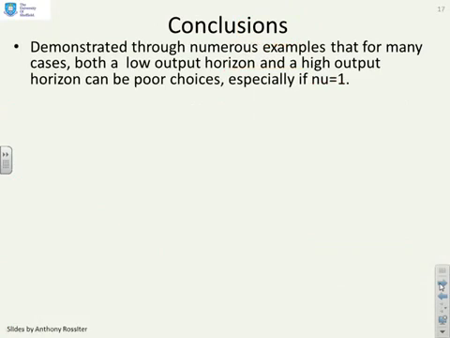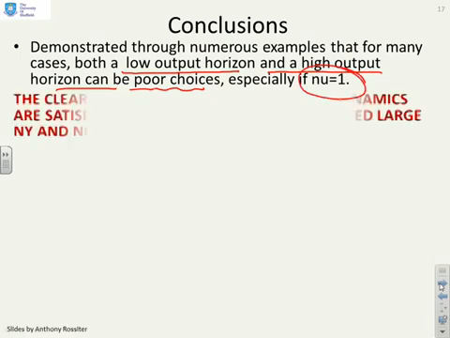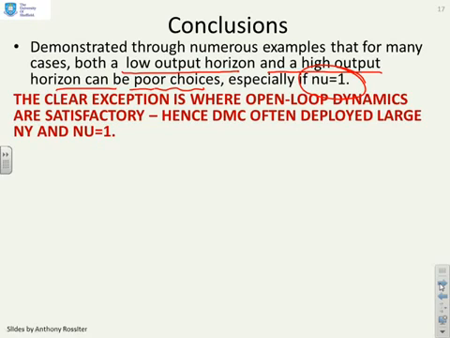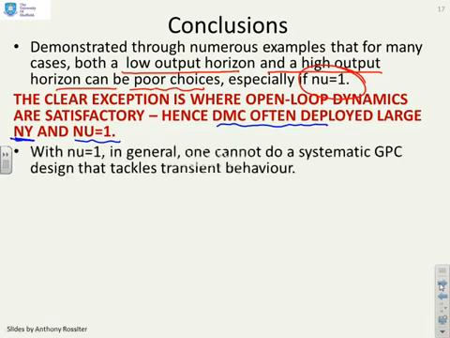Conclusions. We've demonstrated through numerous examples that for many cases a low output horizon and a high output horizon are both poor choices when nu equals 1. The exception is where the open loop dynamics are satisfactory in themselves, and that's why algorithms like DMC often got away with deploying a large ny and nu equals 1, because the open loop dynamics were basically satisfactory, and therefore you didn't have a problem with your transients.